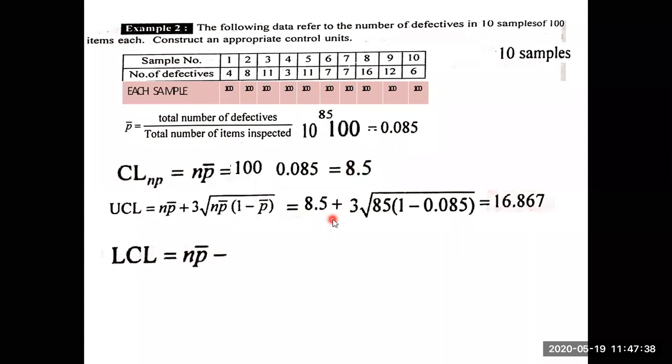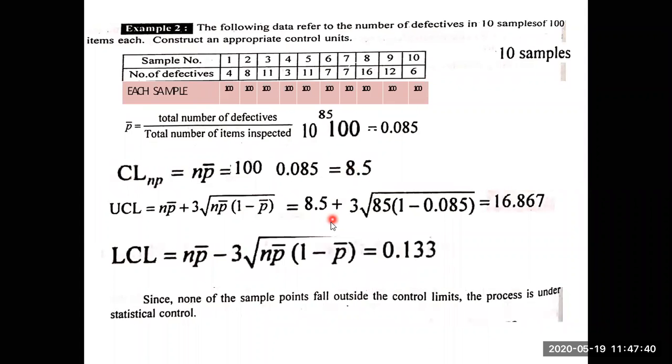Similarly, the lower control line. Next, you have to prepare a control chart for the NP chart, and you have to discuss which points lie within the upper control and lower control limits, and which do not.